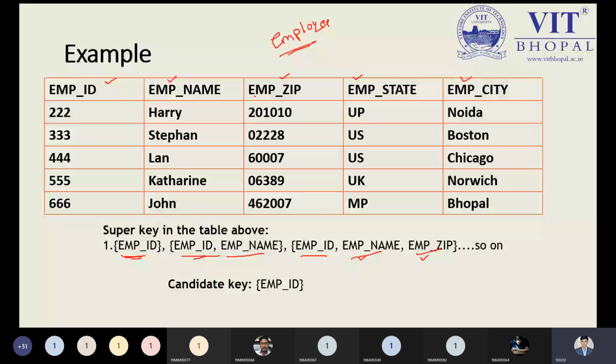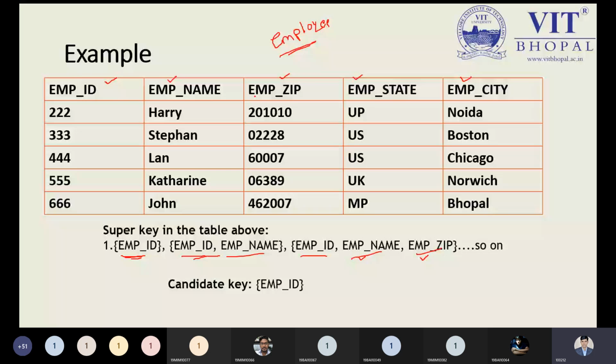Now, any doubt in this table? Yes, please tell me. We have discussed the keys. Sir, suppose we have an employee email ID in this table, then it will also be a candidate key? You're talking about the employee email ID, not the employee ID, am I right? Yes, sir. Okay, so in that case the employee email ID becomes a candidate key.